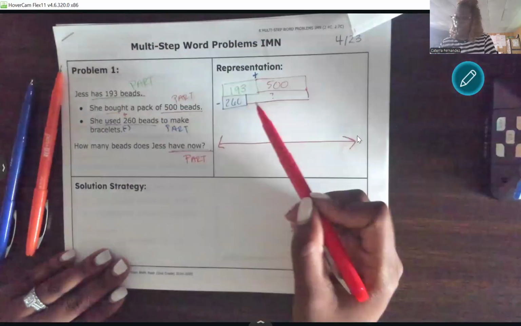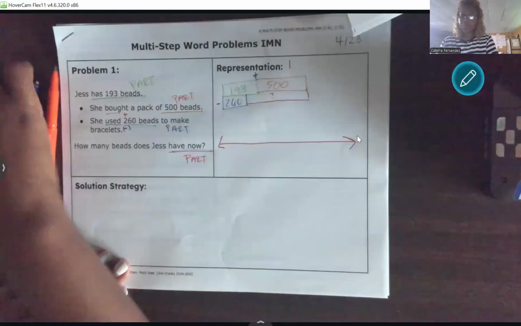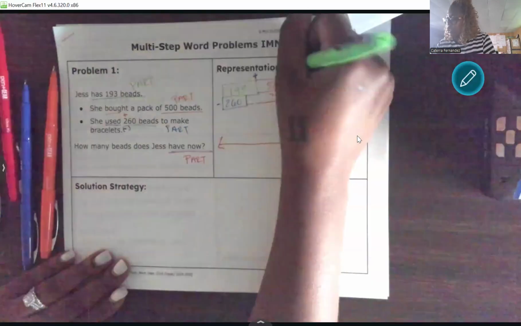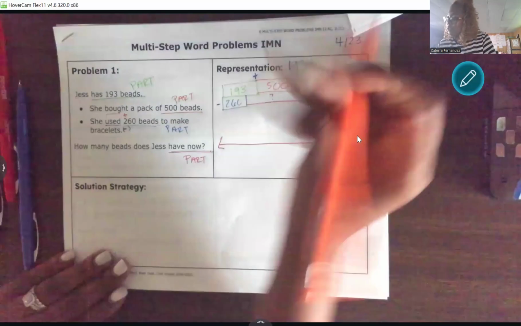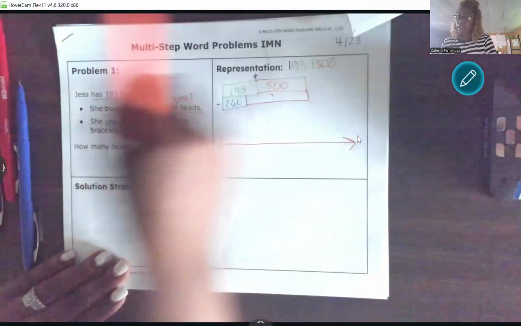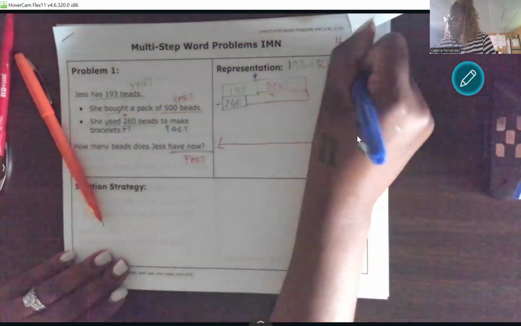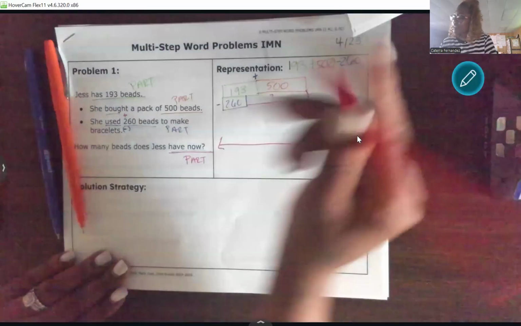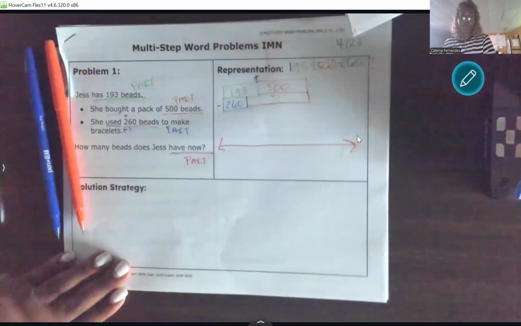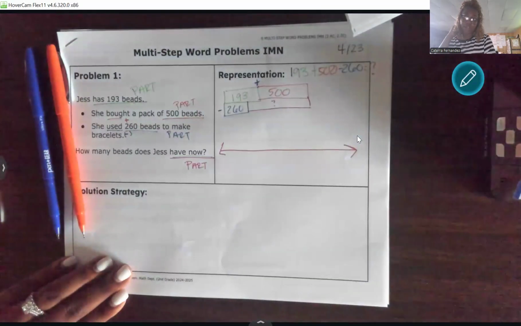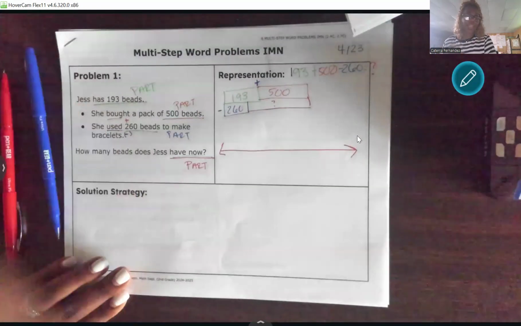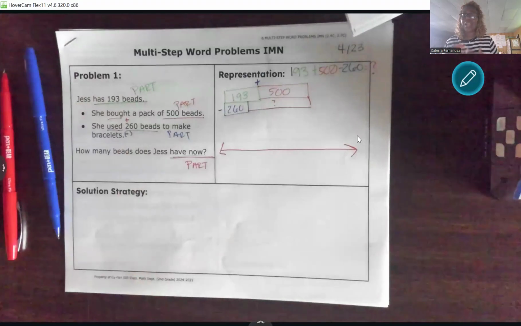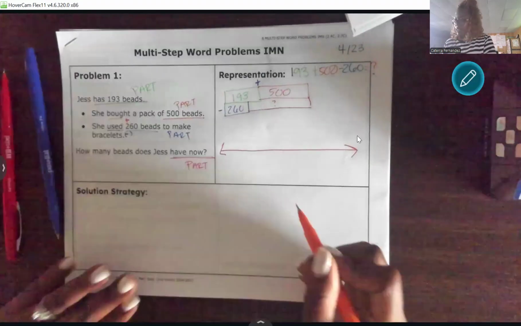So we know that 193, let me do it in the color, 193 plus 500 minus 260 is going to give us that missing piece, okay? So make sure that they do have the number sentence too. Now, when they're representing it on the number line, they are not solving it. This is just another way to show a representation.